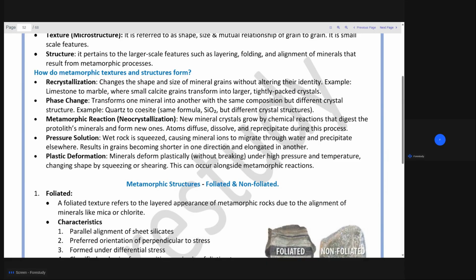They will carry those elements and may deposit somewhere else and form new minerals. This is called solution and dissolution, where some minerals decay and give elements into the solution. This solution gets transported to a different area, and then it will precipitate there, forming new minerals. Then there is pressure solution, where wet rock is squeezed, causing mineral ions to migrate through water and precipitate elsewhere. It results in minerals becoming shorter in one direction and elongated in another. So I'll just show you how this actually forms.